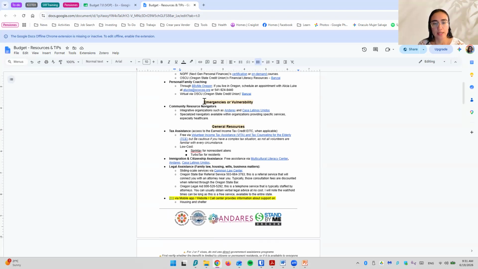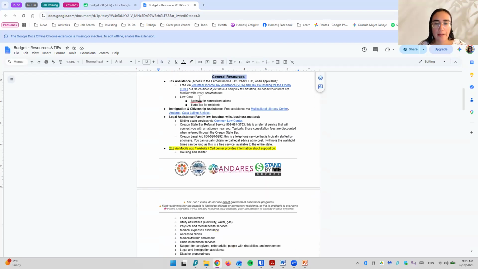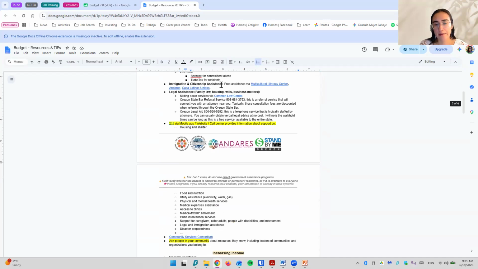So that's that part. Then there is a part that is emergencies or vulnerability. So we have identified some navigators that can help you in those moments. I'm gonna actually, I don't know if for now it's in general resources, but maybe I just combine these two, which is for tax assistance. We talked about this in the previous session, but here are links and things like that.